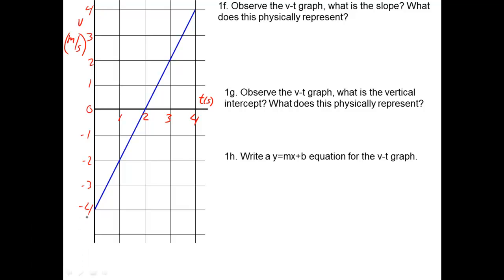Finally, on the last page here, 1F asks us to observe the velocity time graph and ask what the slope is and what does it physically represent. The slope, as we calculated out before, is the rise divided by the run. So the slope is equal to 2 meters per second squared, and that physically represents the acceleration.